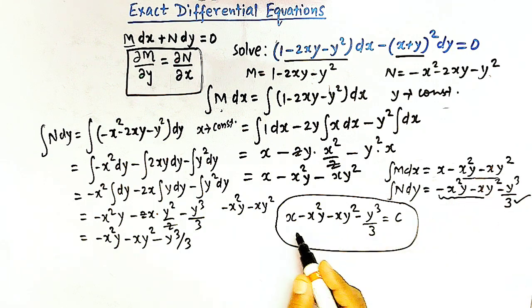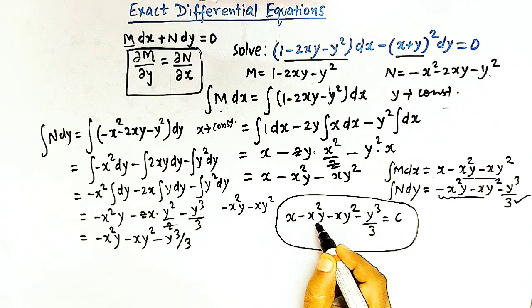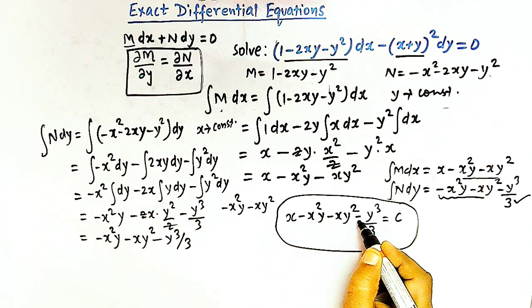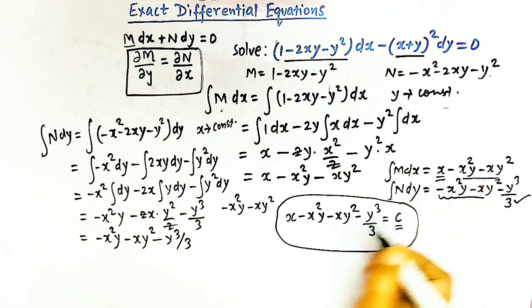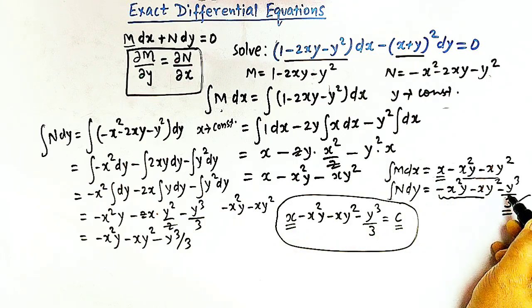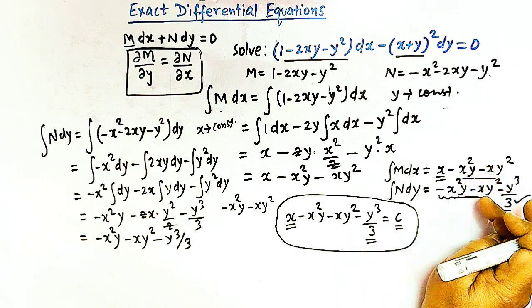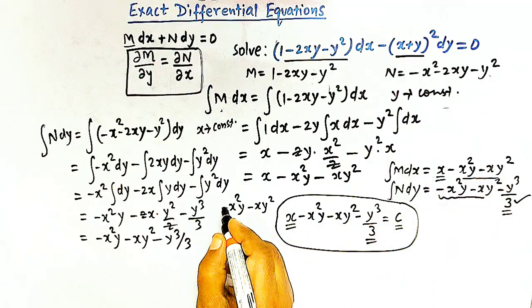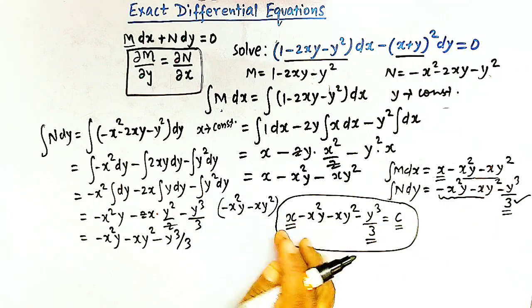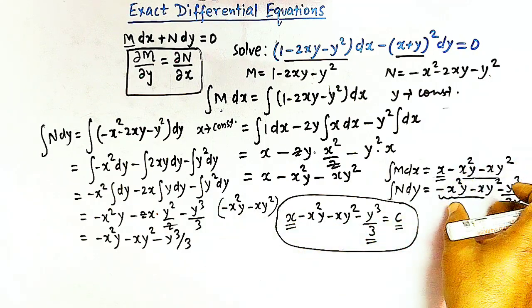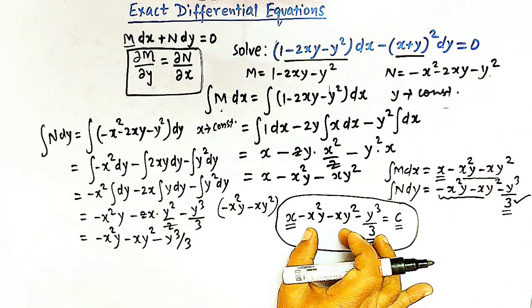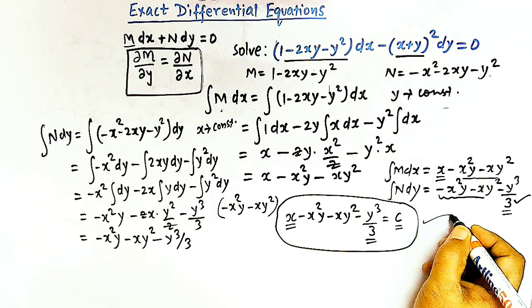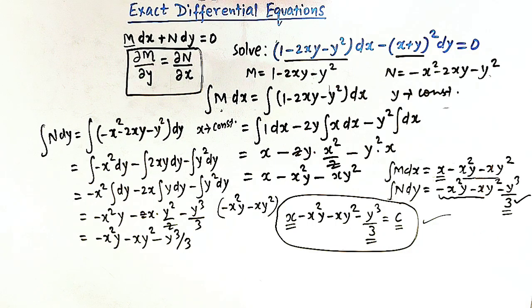So the solution can now be written as x minus x square y minus xy square minus y cube over 3 is equal to c. So here we have x, then we have minus y cube over 3, and this entire term, minus x square y minus xy square, is repeating in both the expressions, so we have to consider it only once, right? So this is the required solution.